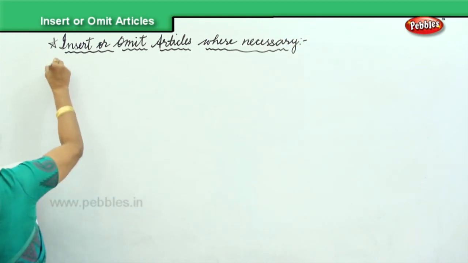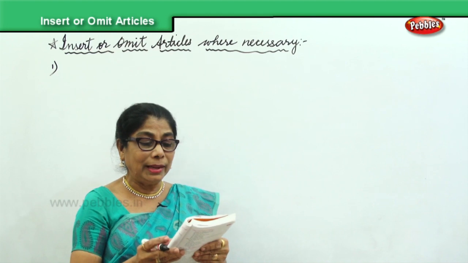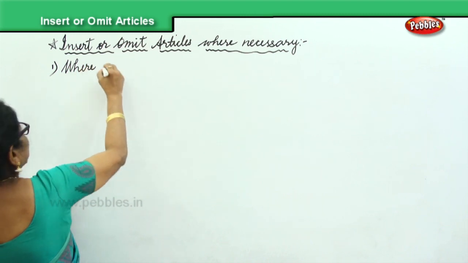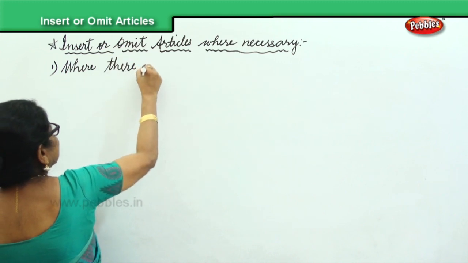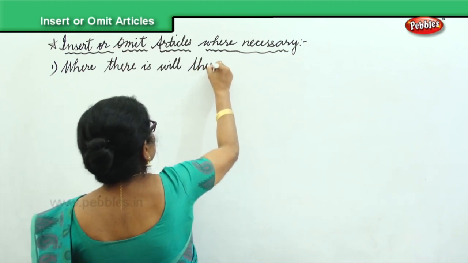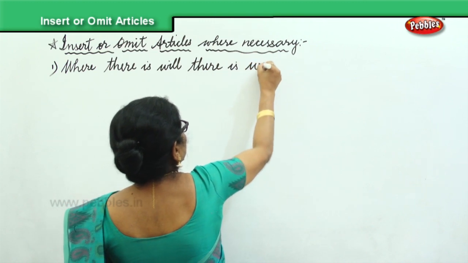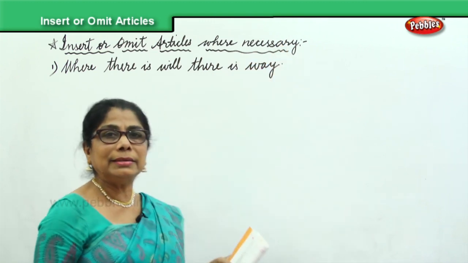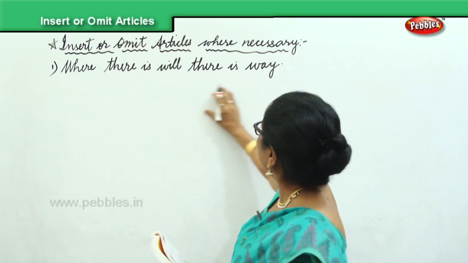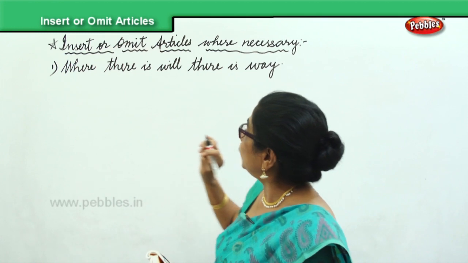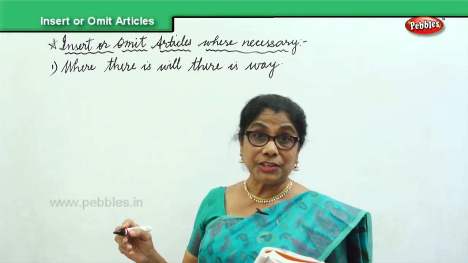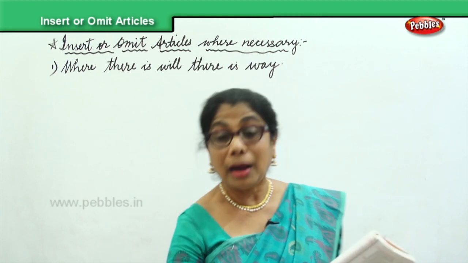Okay, now let's see. The first sentence I have here for you is, where there is will, there is way. Now we will do inserting, omitting as we go along. Okay, now let's read this. Where there is will, there is way. Here what are we going to do? We need to insert. Where there is a will, there is a way. So we are doing insertion here. So now we'll insert some articles here.